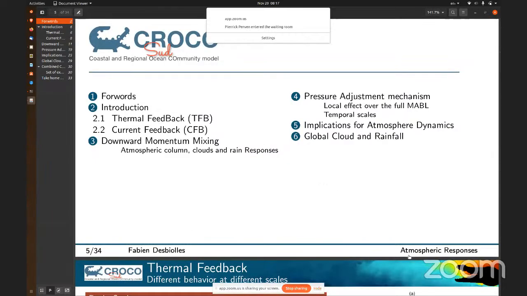I'm going to introduce you first the main processes, so the dynamical processes, how the atmosphere dynamically responds to the ocean mesoscales. I'm going to mostly focus on thermal feedback and current feedbacks. I'm going to detail thermal feedback. There are two main processes, the downward momentum mixing and the pressure adjustment mechanism. We're going to see the effect of this when we integrate the model and how the atmosphere reacts to that. And we're going to see some effect and response in cloud and rain.